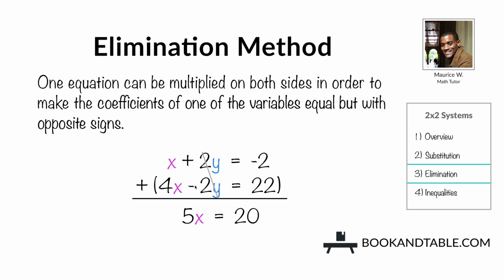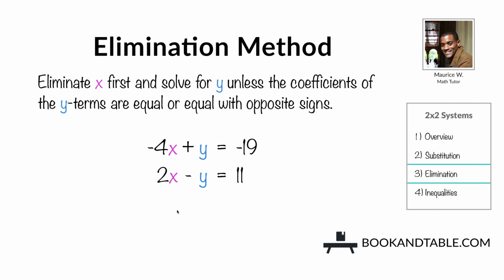Okay, so there's flexibility. You can choose which variable you eliminate first. You can choose which equation you'll be multiplying times a constant to make the coefficients work like we did here. Let me just clarify from now how I'll be solving these questions in this chapter so it makes it easier for you to follow along. What we'll want to do is eliminate x first and solve for y unless the coefficients of the y terms are equal or equal with opposite signs.